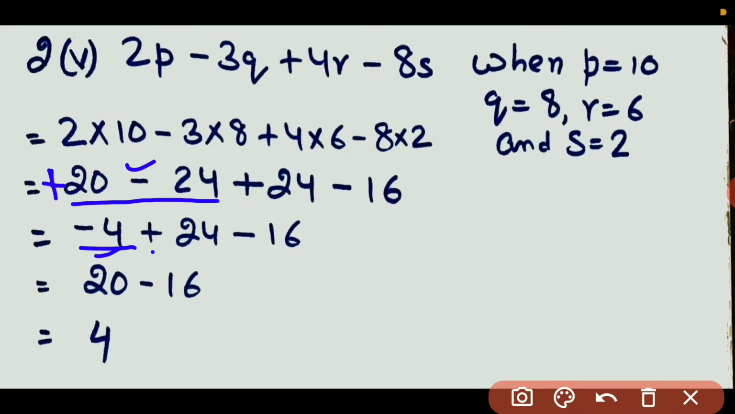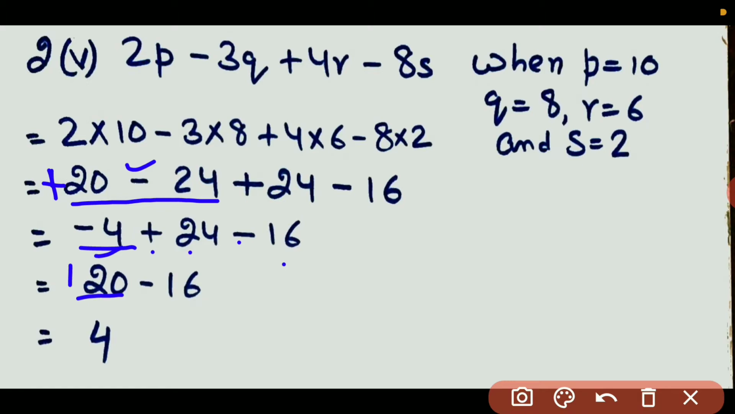Now plus 24, right, and minus 16 as in the step above. Now minus 4 plus 24, again I am supposed to do the subtraction because the signs are different. So 24 minus 4 shall give me 20. Now as 24 is bigger than 4, I need to use a plus sign.